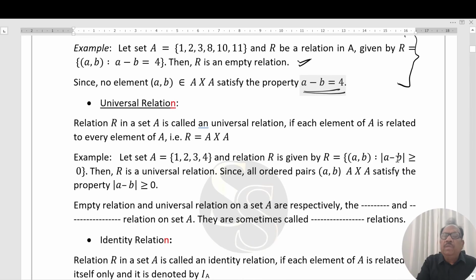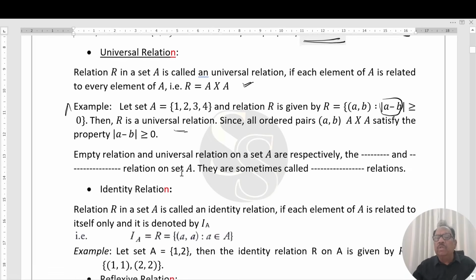A relation R on a set A is called a universal relation if every element of A is related to every element of A, then R equals A cross A. It is again explained by an example. Let set A be {1, 2, 3, 4} and relation R be given by (a, b) such that modulus of a minus b, or b minus a, is greater than or equal to 0. In this case, you can see the answer always satisfies the relation. Therefore, it is a universal relation, right?